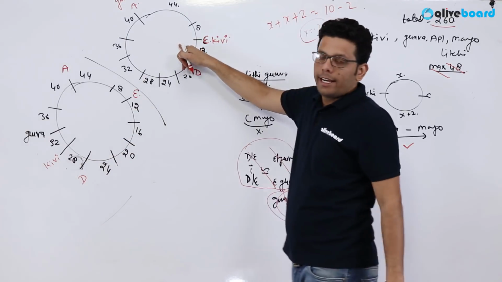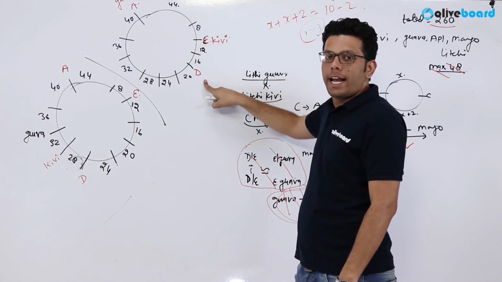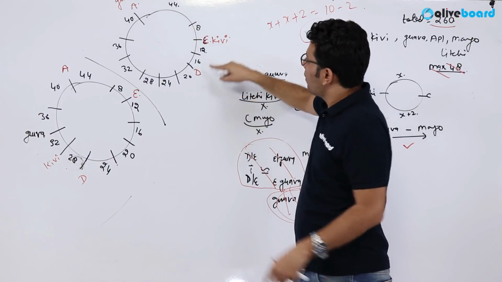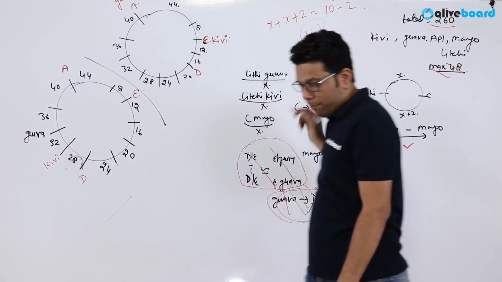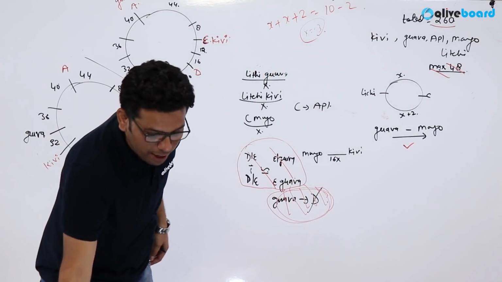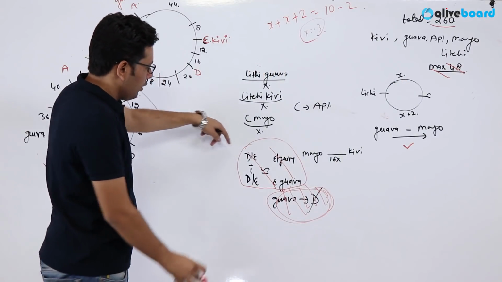And in another case, the number of persons between E and D was 1, so the number of persons between E and guava is again 1. Okay, so I have put this data. We have completed this data. Okay, so let me finish.